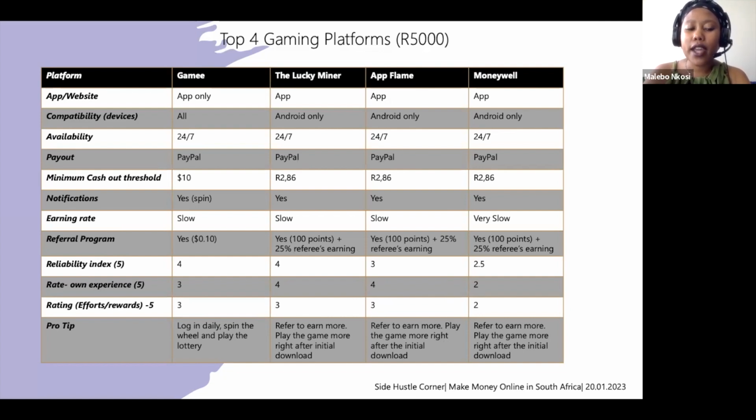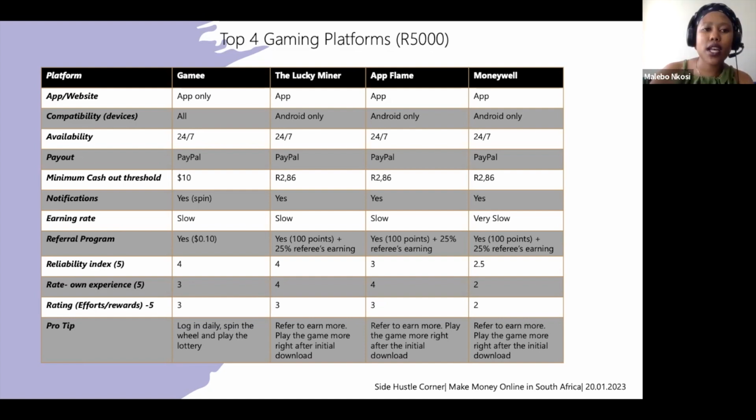And then I also have the rating of my own experience, all in all, and then the efforts versus rewards. So how much effort are you going to be putting in, and the rewards you're getting? How can I measure it, or how did I measure it, basically? And lastly is the pro tip. So what can you do to maximize your earnings on each and every one of these platforms, right?